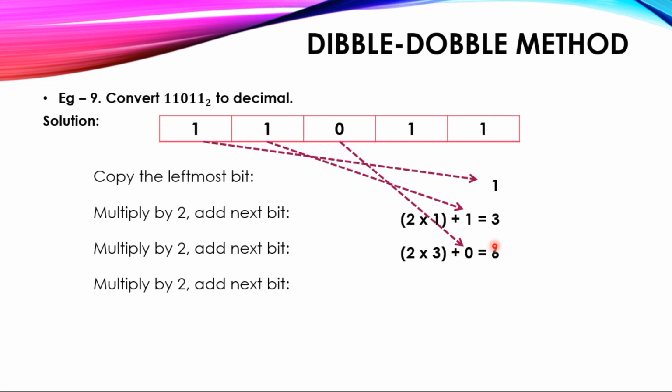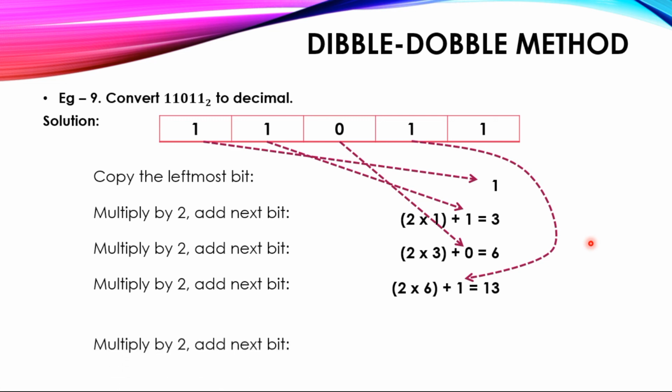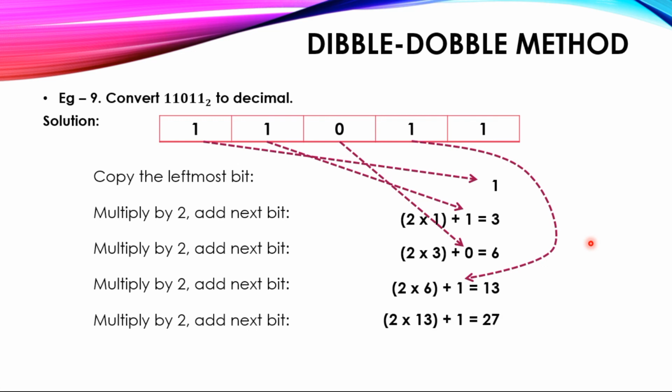Again multiply by 2 and add the next bit. So I'm going to multiply 2 into 6 plus 1, this bit, which will give the answer 13. Again repeat the same procedure. Multiply by 2 and add the next bit. So 2 into 13 plus 1. This one is the last bit, which will give the answer 27.